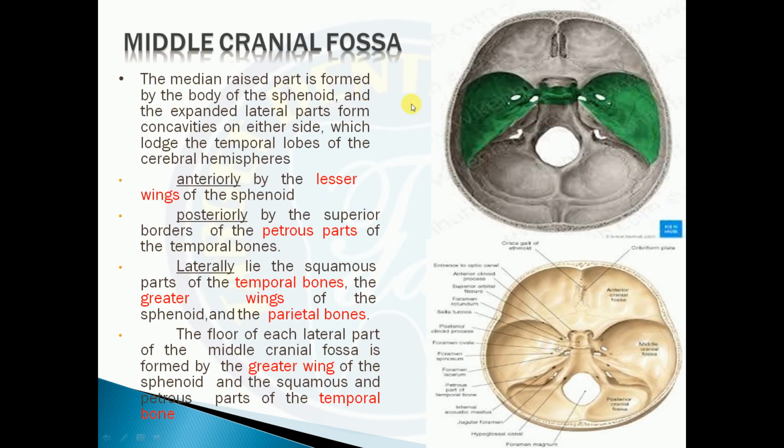Coming on to the middle cranial fossa, this is your middle cranial fossa. In this, the medial part is formed by the body of the sphenoid and the greater wing of sphenoid. Anteriorly it is formed by the lesser wing of sphenoid. Posteriorly the petrous part of the temporal bone, and laterally the greater wings of sphenoid bone and the parietal bone.